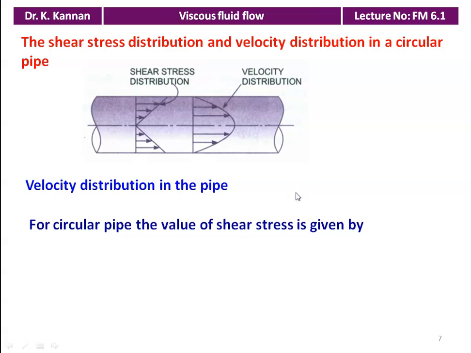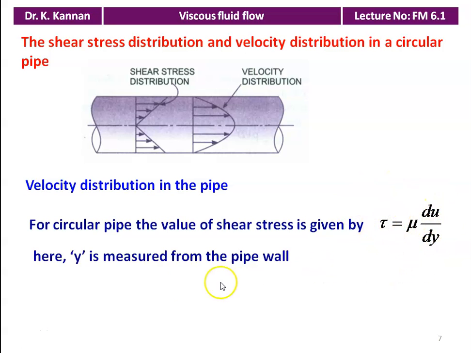For circular pipe, the value of shear stress is given by tau equal to mu into du by dy, from Newton's law of viscosity. Here y is measured from the pipe wall, so y equal to capital R minus small r, where capital R is the outer radius and small r is any radius. Differentiating, dy equal to minus dr. So shear stress equal to minus mu into du by dr for the circular cross section.